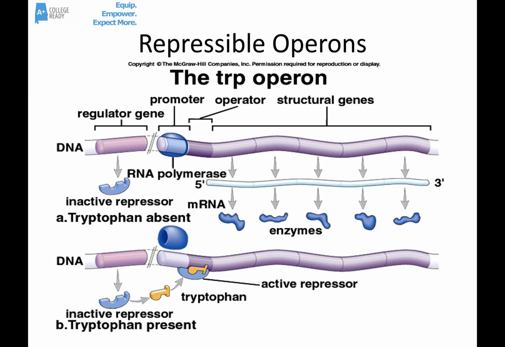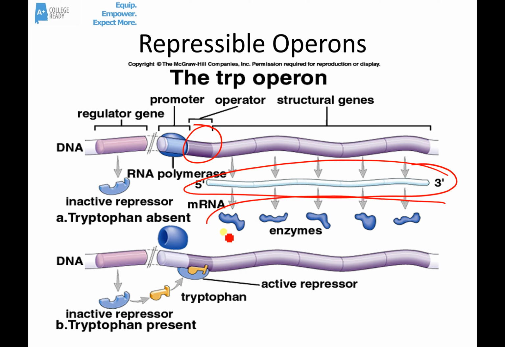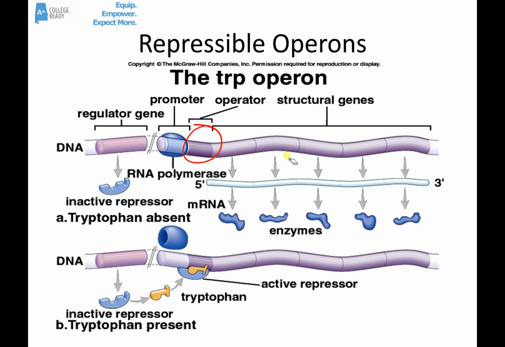So here's the trp operon. Again, normally, since it's a repressible operon, there's no repressor bound to the operator. RNA polymerase will transcribe the genes, so they'll make mRNA. The mRNA will get translated. We'll get the enzymes, the proteins, and those proteins will manufacture tryptophan, which the bacteria have to survive. Now, if the bacteria find themselves in an environment where there's lots of tryptophan present, it doesn't make sense for them to make something that's already there.